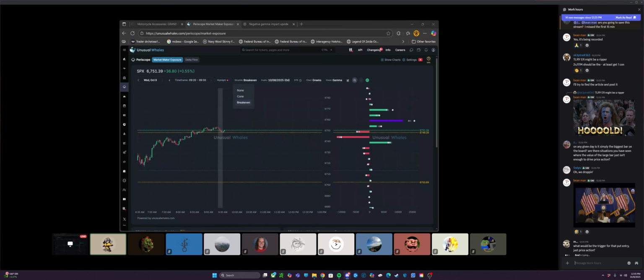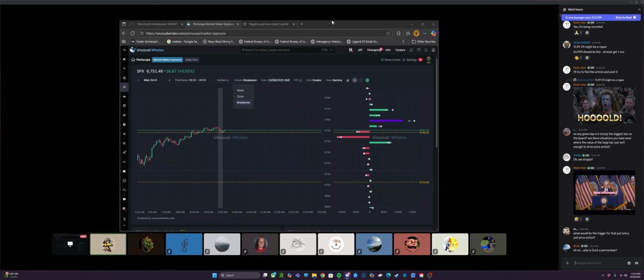What would be the trigger for that put entry? Just price action? Largely, yes. Oh no, why is Tuck a perma bear? I'm always a perma bear, Brad. When it comes to macro conditions, I do not believe the AI hype. I am not on the AI hype train. That's just me. But for Marlin, what would be the trigger for that put entry? Just price action? It's largely price action for me.